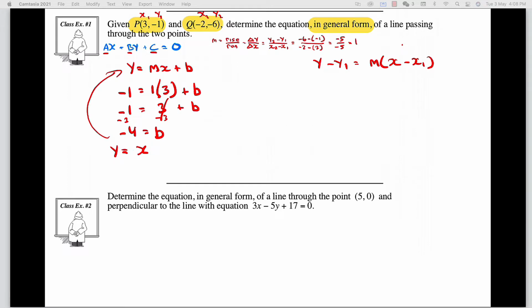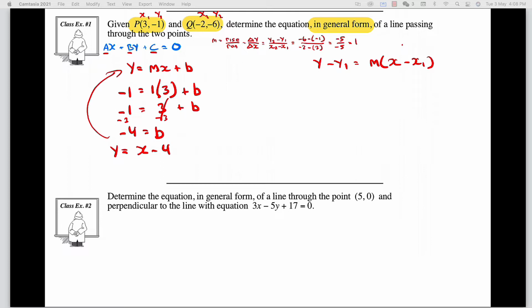Minus 4, which is my y-intercept. The problem is this is in the wrong format. They want it in general form. So I need the x to be positive. It's already positive, and everything needs to be on one side, and the other side should be equal to 0.